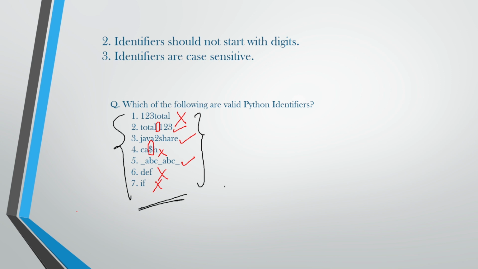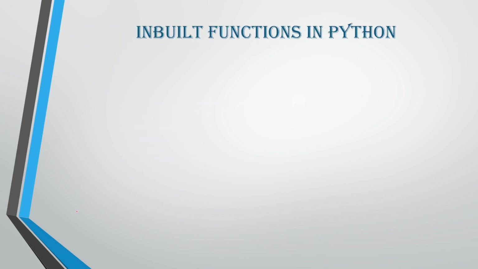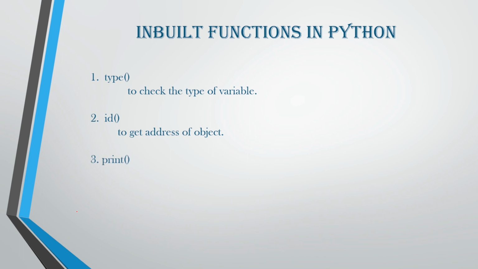Now let's hop on to the next topic in Python, that is inbuilt functions in Python. There are certain inbuilt functions in Python. The first one is type. It is used to check which type a variable has. Next you have id. It is used to get the address of an object. Next you have print, which is used to print certain values. And in Python, everything is considered to be an object.